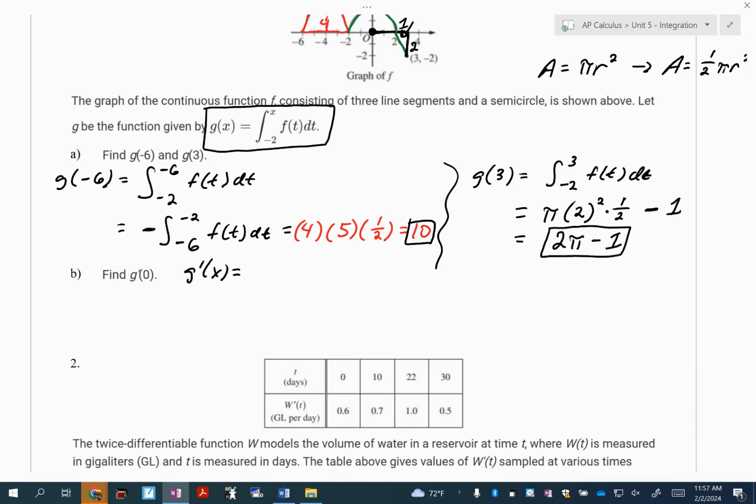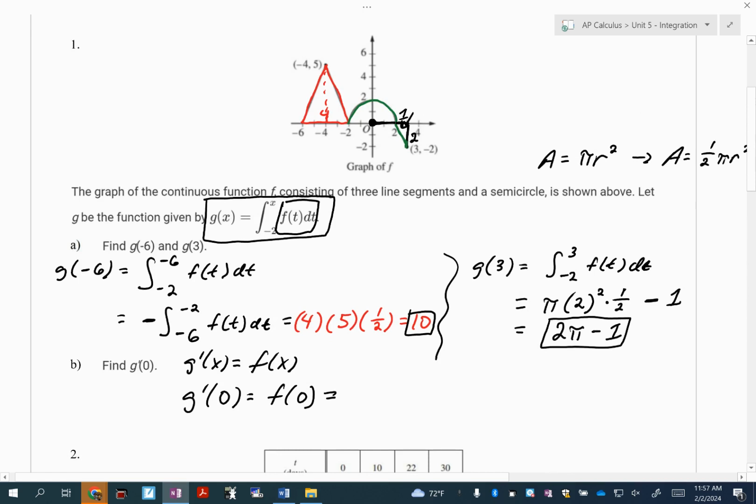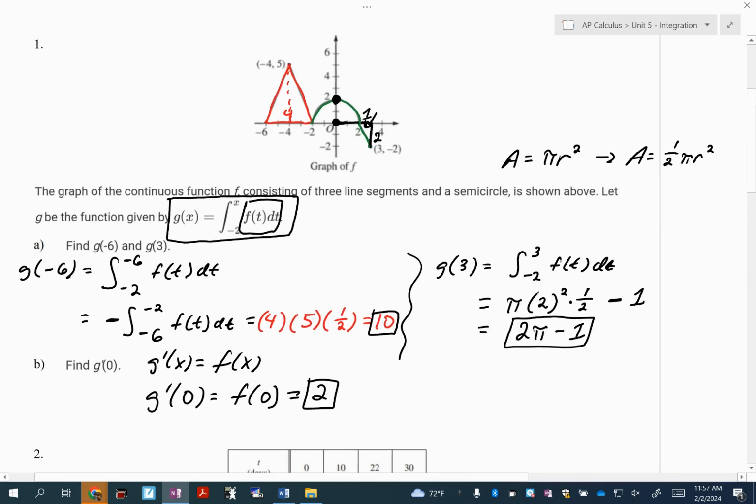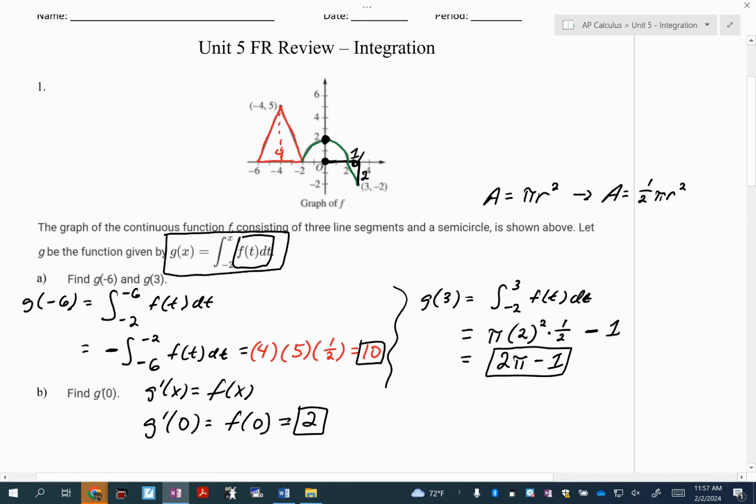So the idea is that if I'm backing up with the integral in terms of finding g of x, when I take the derivative of g of x, I end up with just this f of t, but we are plugging in x. So in this case, g prime of 0 is the same as plugging in f of 0. All right, so in this case, f of 0 is this point right here, which is 0, 2. All right, we'll talk more about that in class. All right, so that's it for the first one.